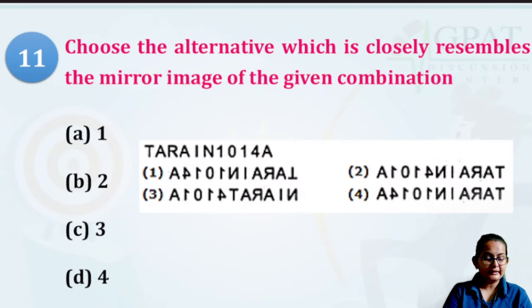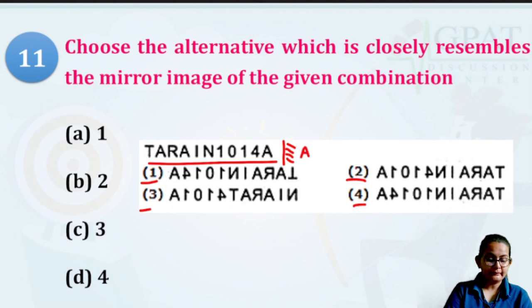Then choose the alternative. This particular alphanumerical series is given. If its mirror image is seen, which is correct? A will remain A. Then 4, you have to rotate it down. This is given 4. Then comes this 1. You have to find out the mirror image. So A41, where can you find A41 here?